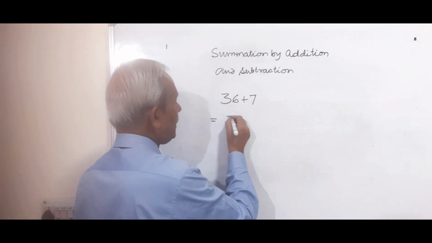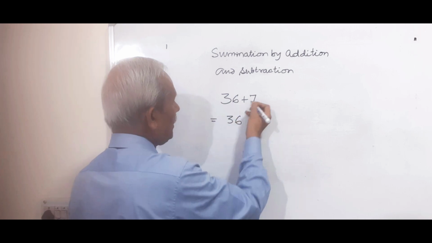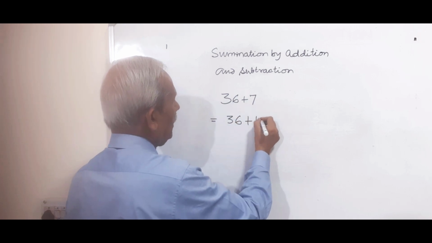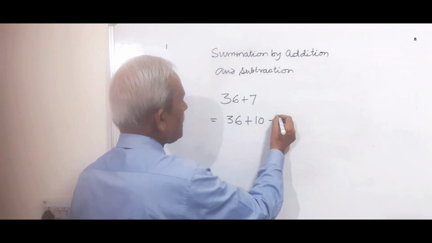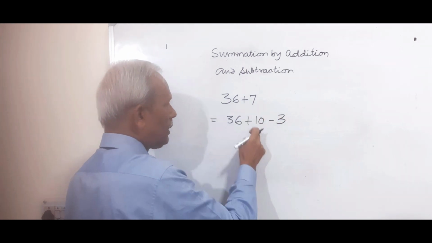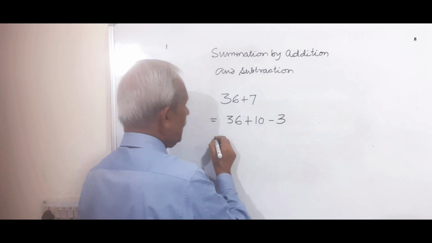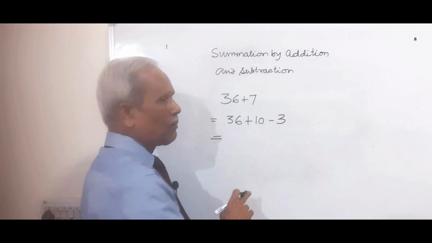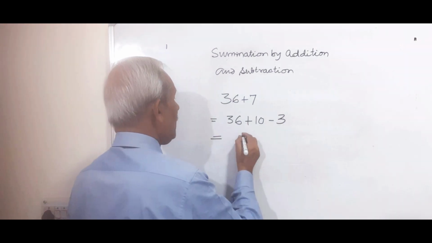So here we can make 36 plus 7. We can convert the 7 into 10. So we have taken 3 more, so we subtract 3. In place of 7 we have written 10, we have taken 3 more, and we have subtracted 3. So the total is 36 plus 10 is 46, minus 3, it becomes 43.